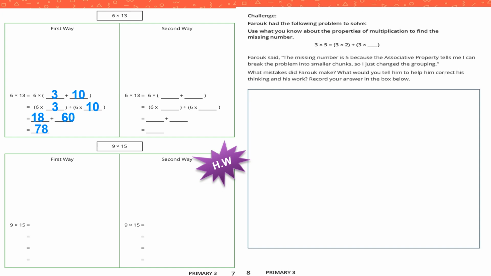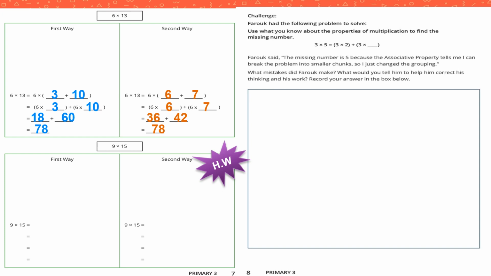In the second way, I will split 13 into 6 and 7. 6 plus 7 equals 13. Then we will distribute this 6 one time with 6 and one time with 7. 6 times 6, 36. 6 times 7, 42. Let's add: 6 plus 2, 8. 3 plus 4, 7. And the last question will be homework. We will distribute the same way, using distributive property.